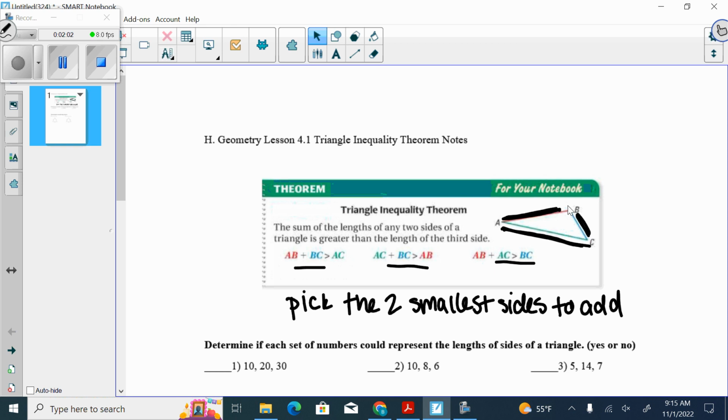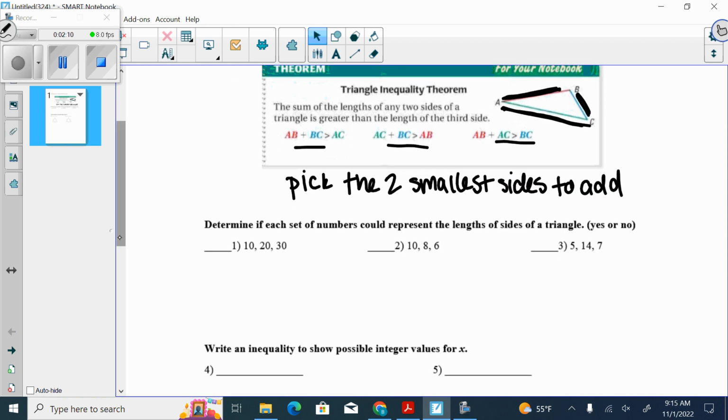Keeping that in mind, if I'm supposed to be adding the two smallest sides, this next section says determine if each set of numbers could represent the lengths of the sides of a triangle and answer yes or no. On number 1, out of the three side lengths they gave me, what would be the two smallest sides? 10 and 20. So those are the two I pick to add together. I'll have 10 plus 20, and according to our rule, that has to be greater than the third side. What's our third side? 30.